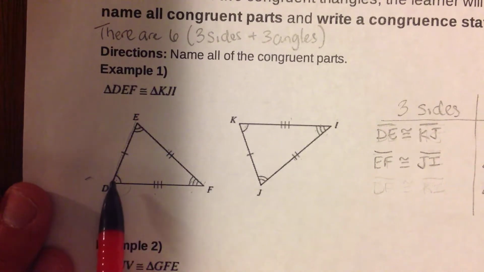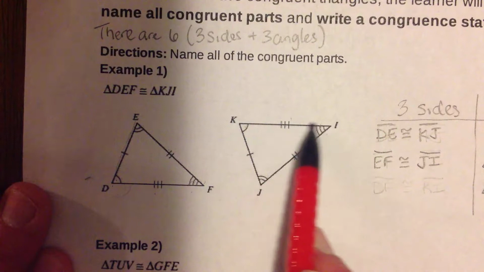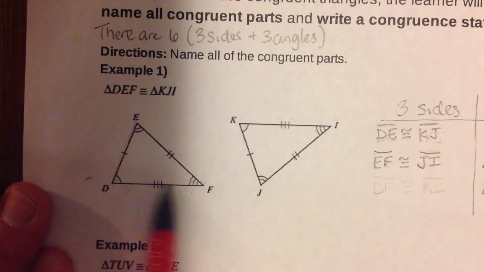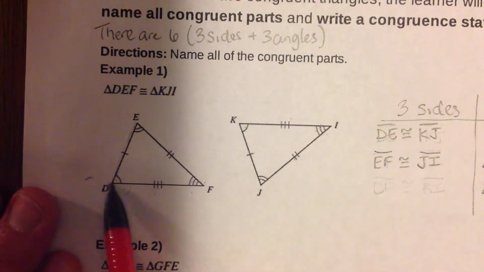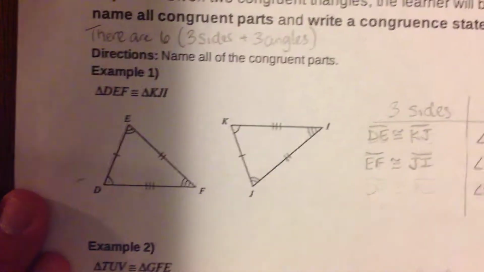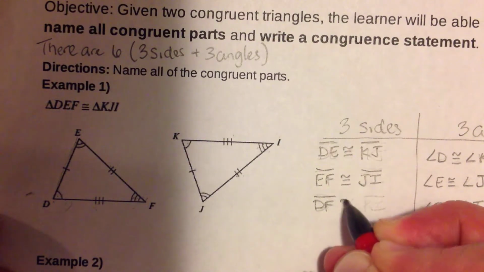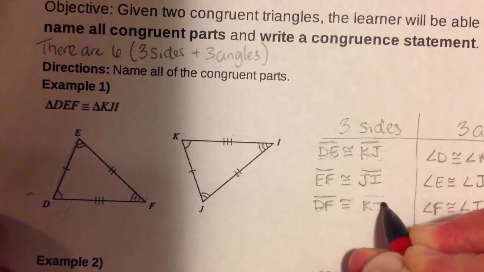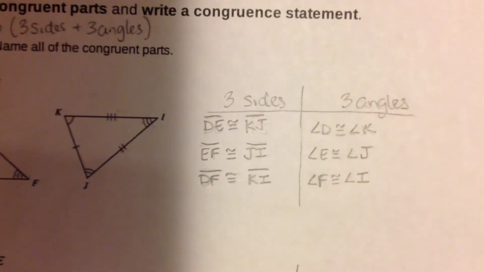In my third side, DF has 3 hash marks, and KI has 3 hash marks. So again, since DF has 3 hash marks and KI has 3 hash marks, I can say DF is congruent to KI. Segment DF is congruent to segment KI. Here's a look at my 3 sides and 3 angles one more time.